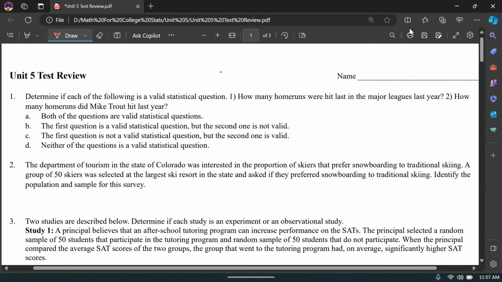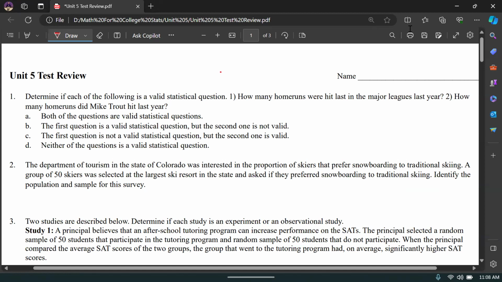So question one says, how many home runs were hit last year in the major leagues? I feel like it's worded really weird. How many home runs were hit? I think it meant like in the major leagues last year. Wording of that is really weird. I didn't write that. It's not my fault. But how many home runs were hit in the major leagues last year?